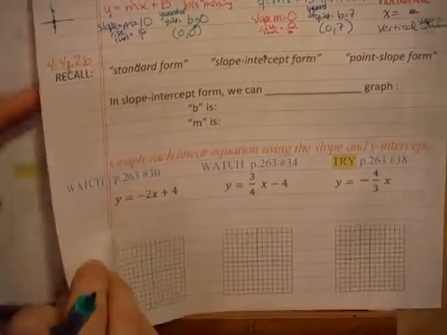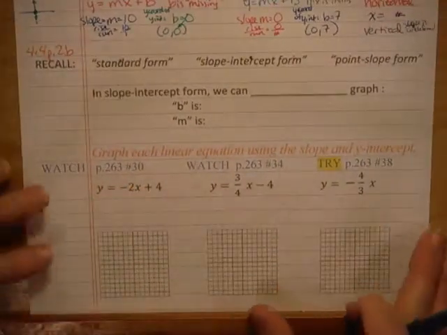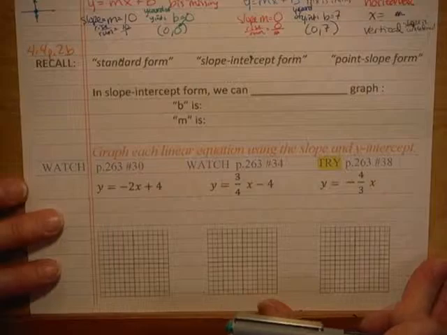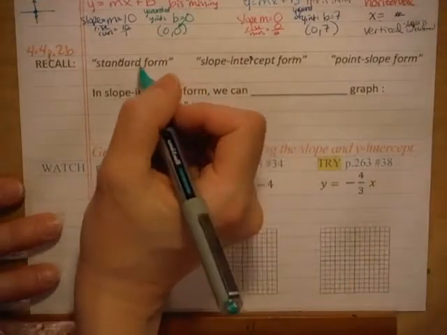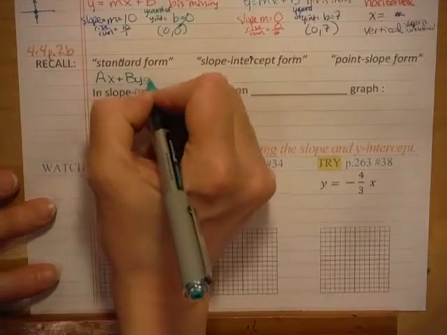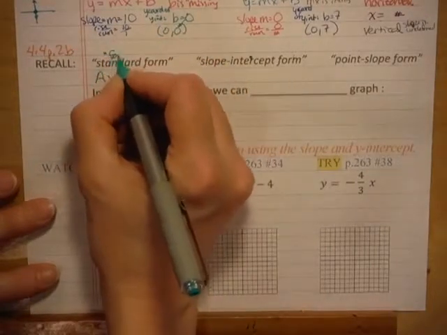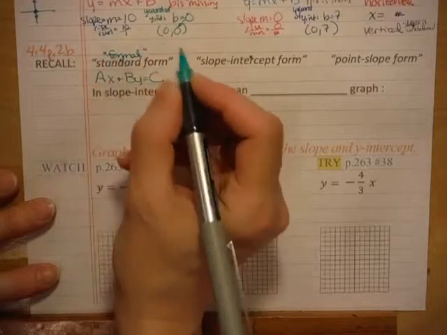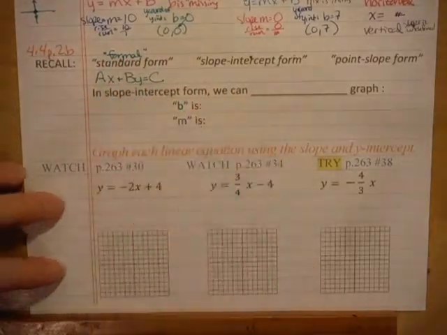I realized I had some extra paper under here. Let's get that moved out of the way. And they are standard form, ax plus by is equal to c. This is what I like to call the formal version. This is the dressed up, ready to go out, ax plus by equals c.